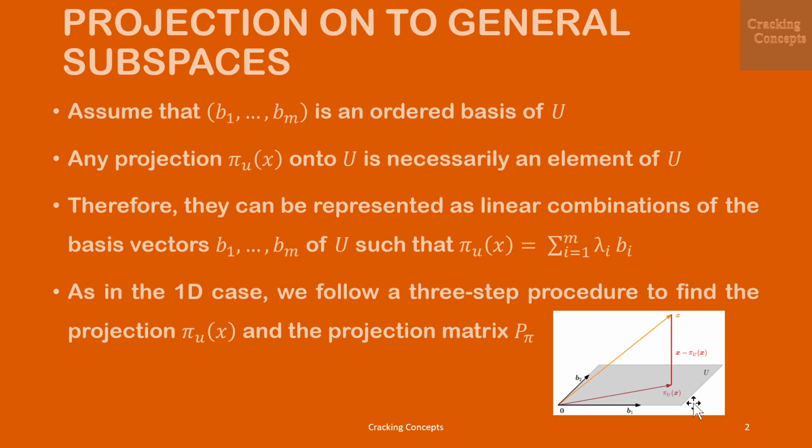In the figure, we see the projection of the vector x onto a two-dimensional subspace U which has the basis b1 and b2. The projection π_U of x of the vector x in the three-dimensional space onto U can be expressed as a linear combination of basis vectors b1 and b2, and the displacement vector x minus π_U of x is orthogonal to both b1 and b2.